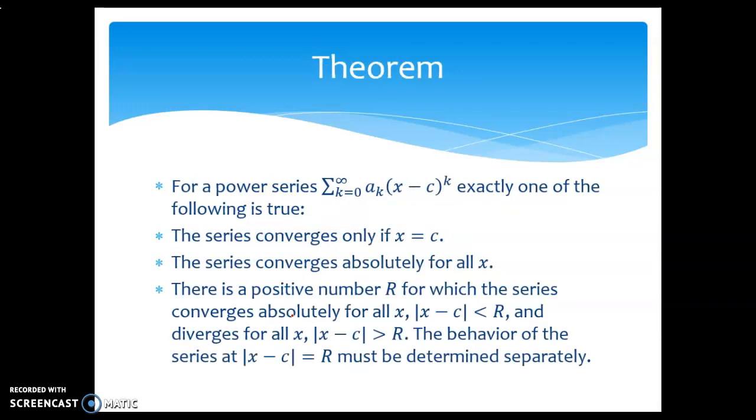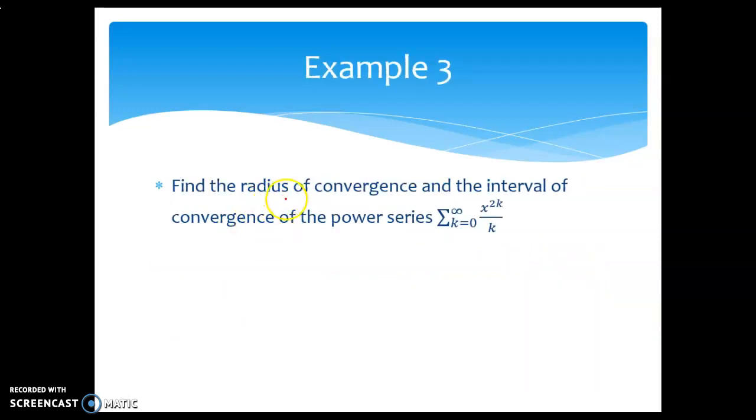Okay, this is a theorem. For a power series, there is exactly one thing that is true. Either the power series converges only at x equal to c, or the series converges absolutely for all x, as we saw, or there is a region, a radius less than infinity, for which the power series converges. So sometimes we want to find the radius. The radius is going to be r at this point. We want to find the radius at which the power series converges.